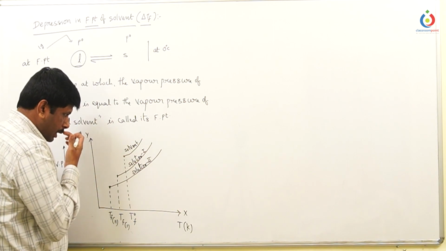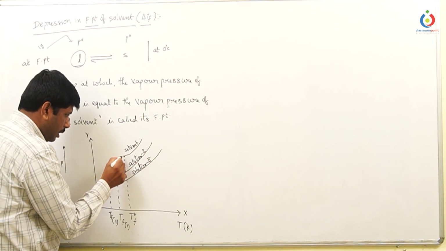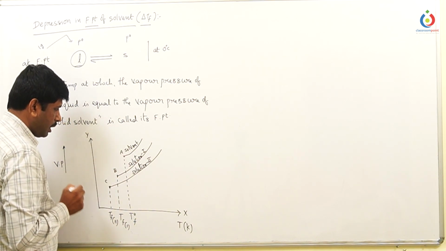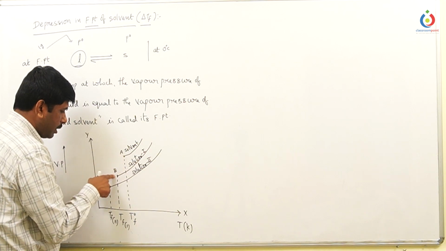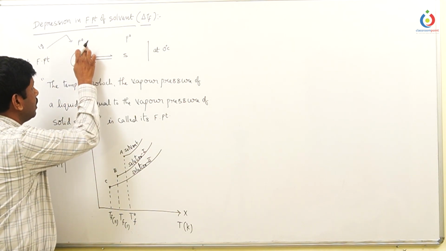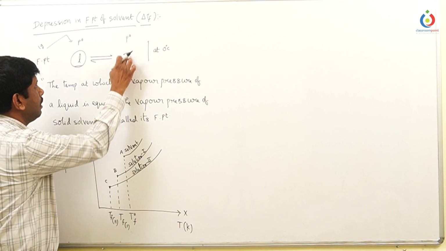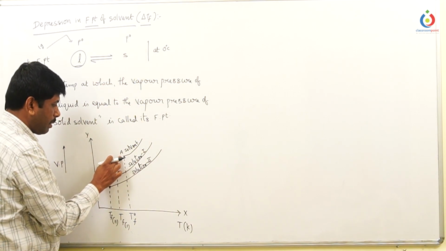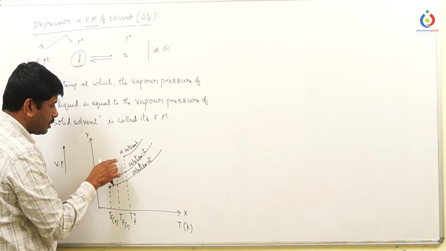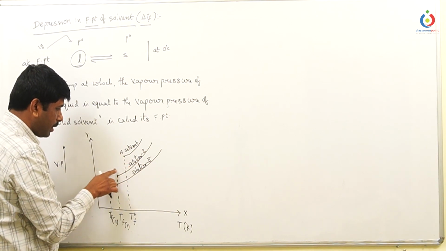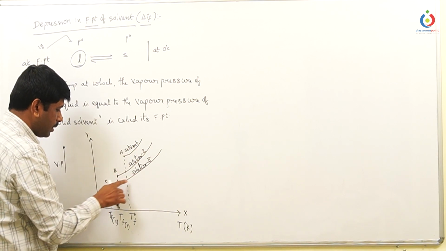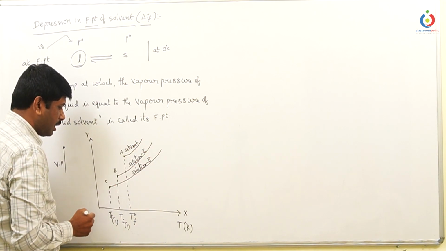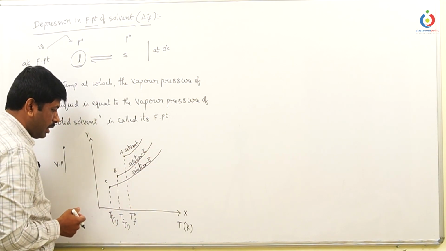So what are the important things we can observe from this? These are the points. I am taking point A, point B and point C. Remember that at these particular points, the vapor pressure of the liquid solvent is equal to the vapor pressure of the solid solvent. So for the solvent this is at point A, for solution 1 it is at point B, and for solution 2 it is at point C. From solution 1 to solution 2 the concentration increases and the freezing point gradually decreases.